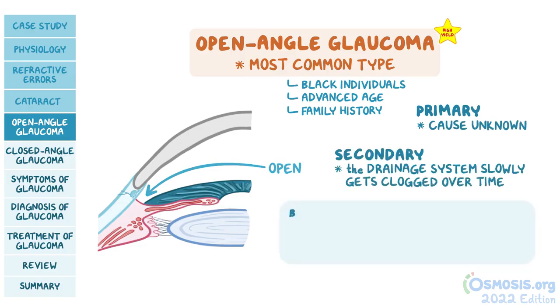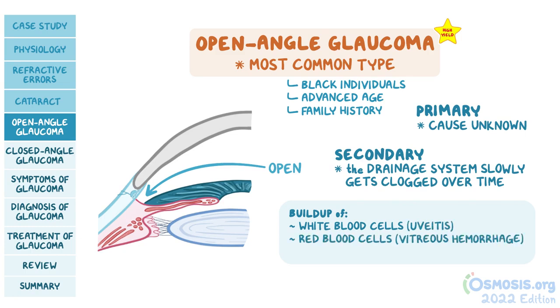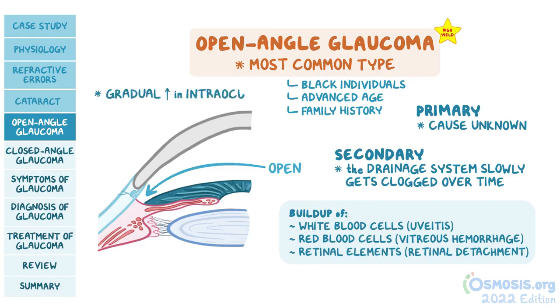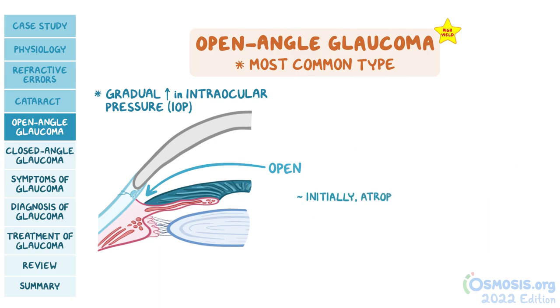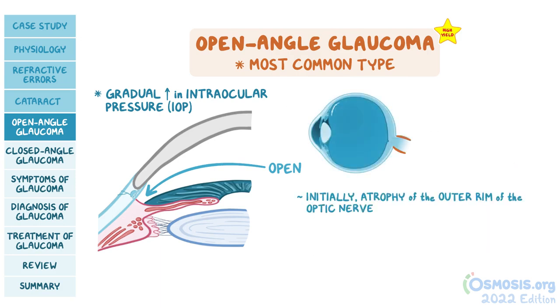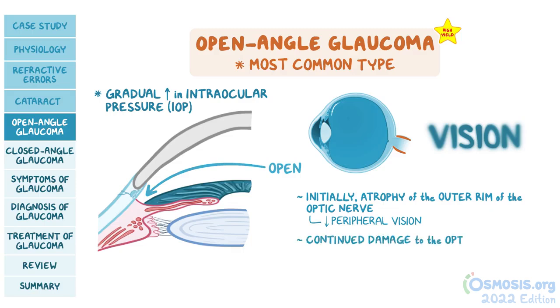Common causes include a buildup of white blood cells, such as in the case of uveitis, red blood cells, in the case of vitreous hemorrhage, or even retina elements, in the case of retinal detachment. In all cases, there's a gradual increase in the intraocular pressure, or IOP for short. Initially, this results in atrophy of the outer rim of the optic nerve, decreasing the peripheral vision. Over time, as the IOP increases even more, there's continued damage to the optic nerve, eventually leading to a loss in central vision as well.